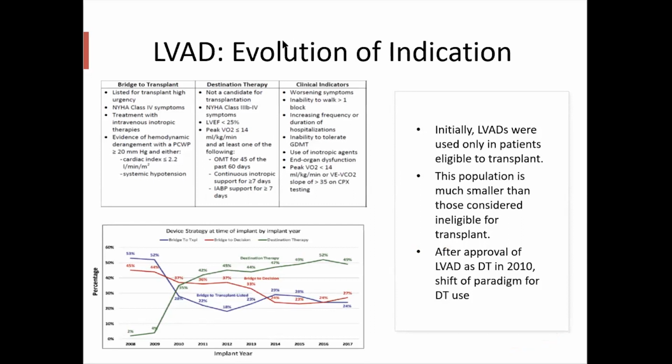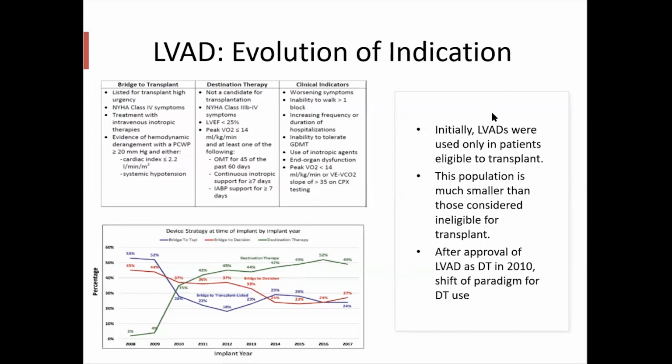Destination therapy is for patients who are not a candidate for a transplant for some reason, but who might benefit from the LVAD, and there are some criteria that they have to meet. Low EF, less than 25%, a low peak oxygen consumption, and they have to be on optimal medical therapy or requiring some type of mechanical circulatory support.